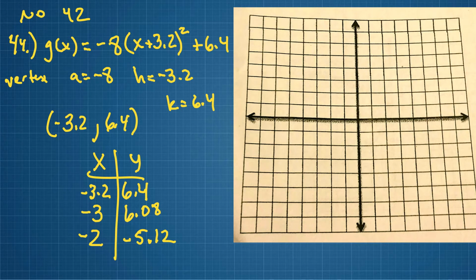I'm going to change my x scale. I'm going to make my x scale go by, we'll say, half. So there's half, there's 1, there's 2, there's 3, there's 4. So there's negative 1, there's negative 2, negative 3, negative 4. All right. So negative 3.2, I'm going to go left 3, and there's 3.5, so we're going to say negative 3.2 is about right there. I'm going to go up 6.4. We'll say it's right there. Now that's where I put the dotted line in.